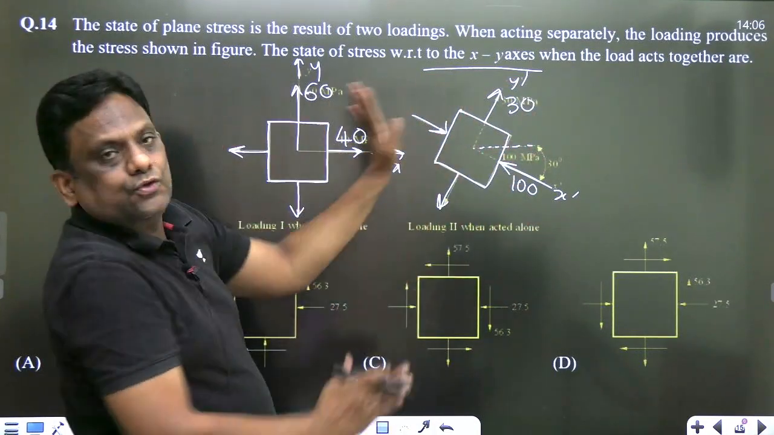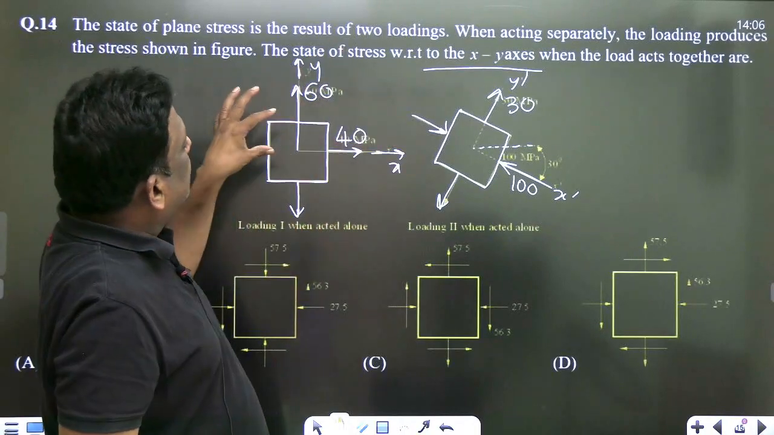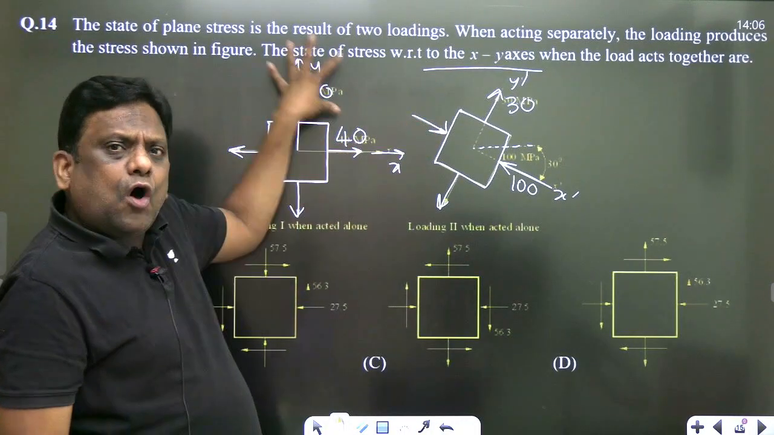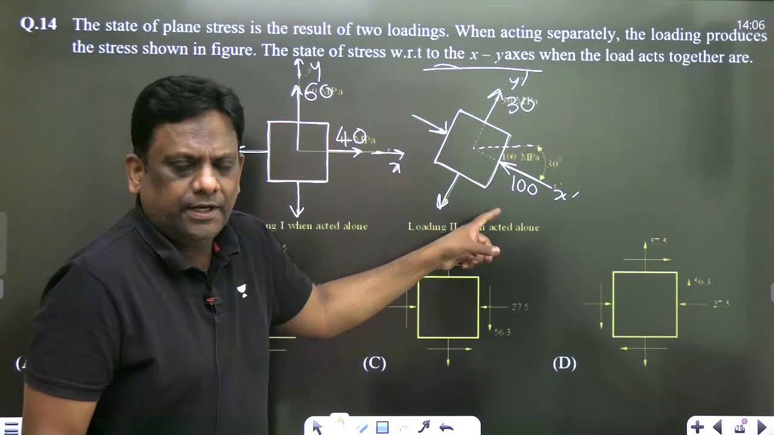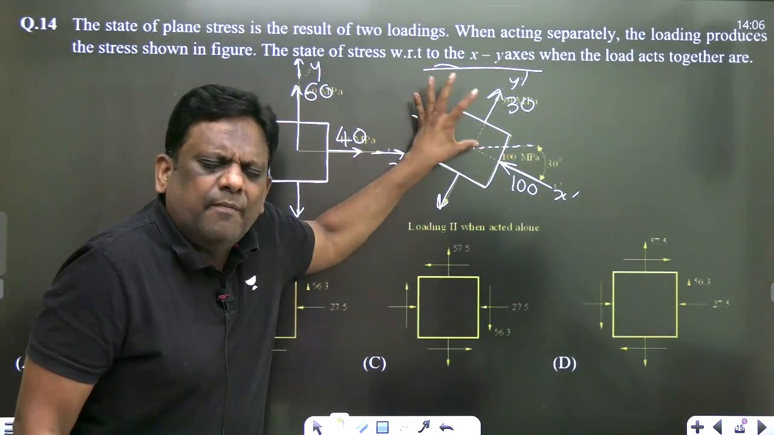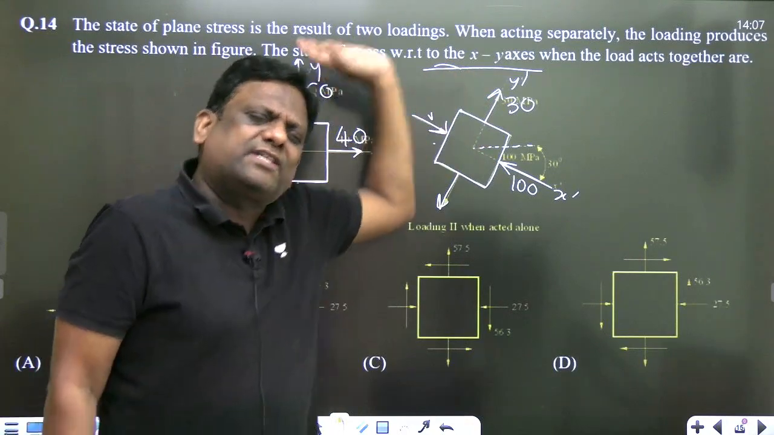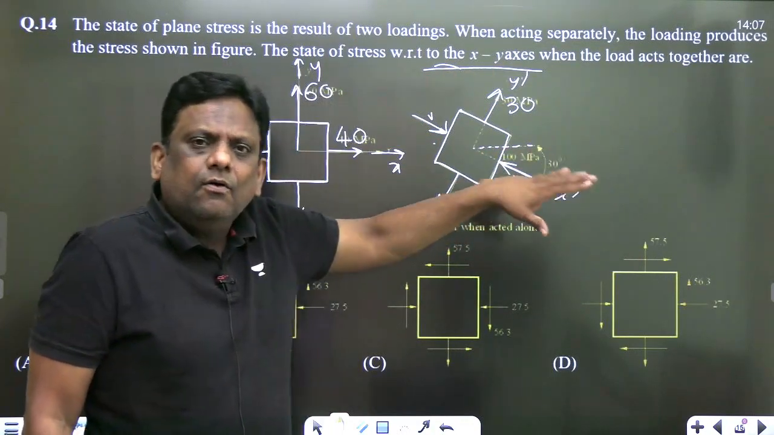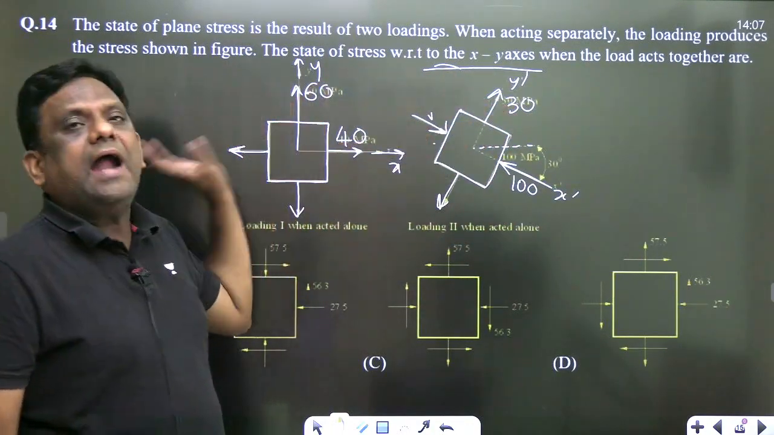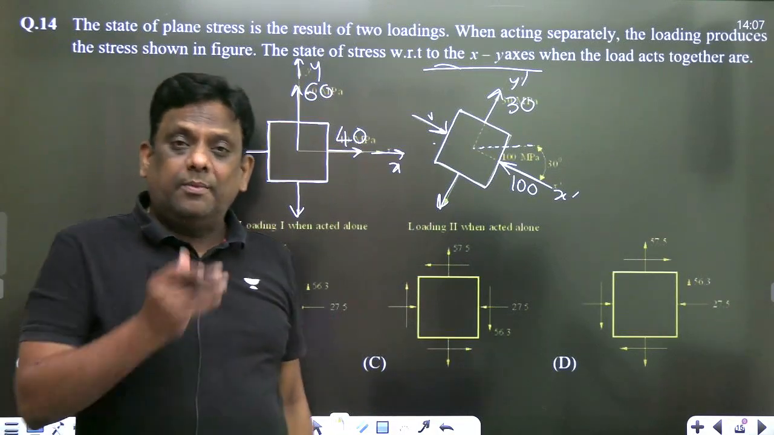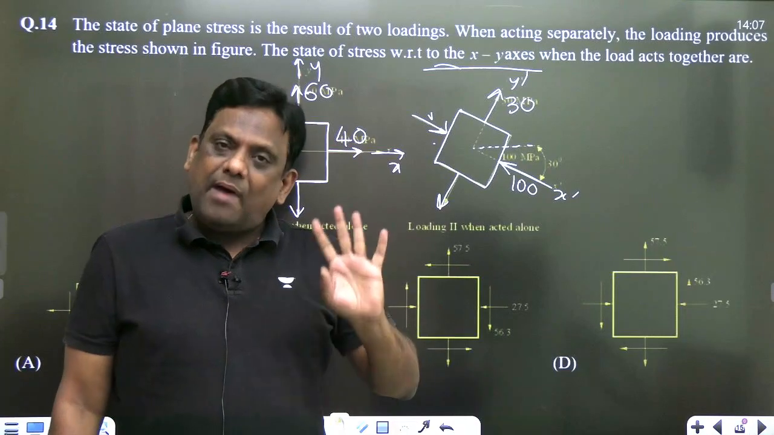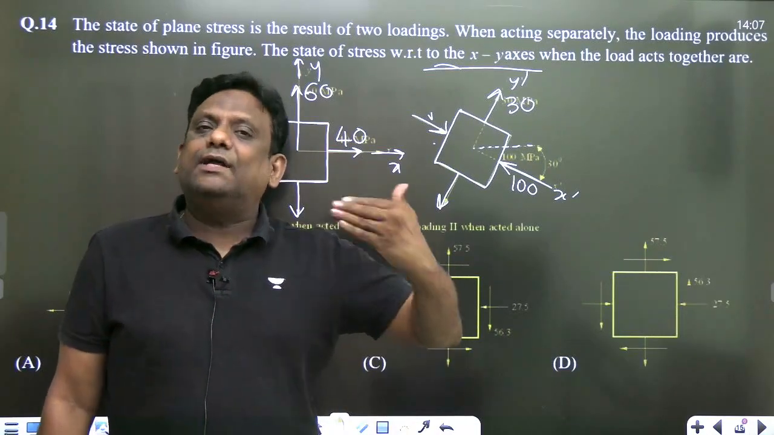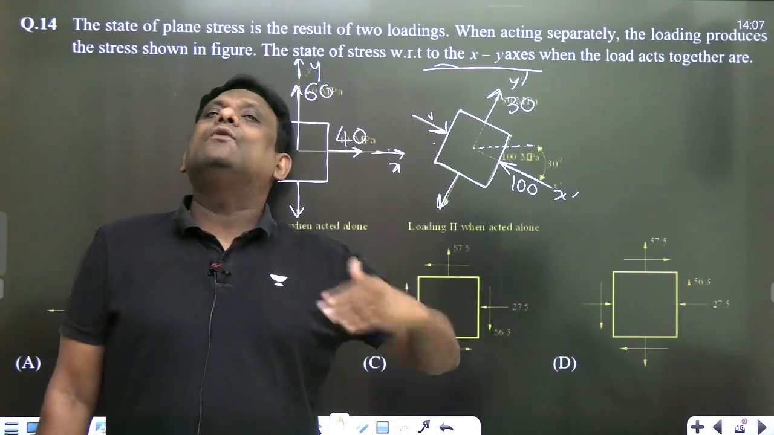Then you add these two, because the loading at a point is the resultant of this and this. This is already an XY loading, but this is not an XY loading. So first we will transform this from X dash Y dash to XY, then once we get XY, we will add both. Now you may be wondering, sir, how can we add stresses? I am not adding stresses, I am adding forces, but as they are acting on the same area, it is equivalent to adding stresses only.